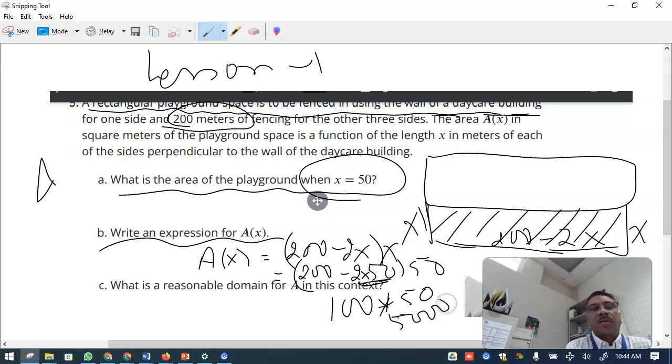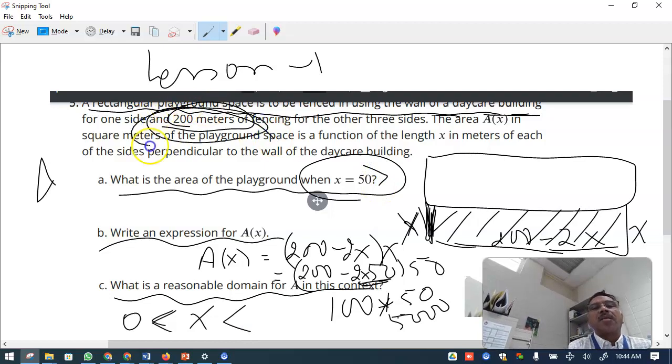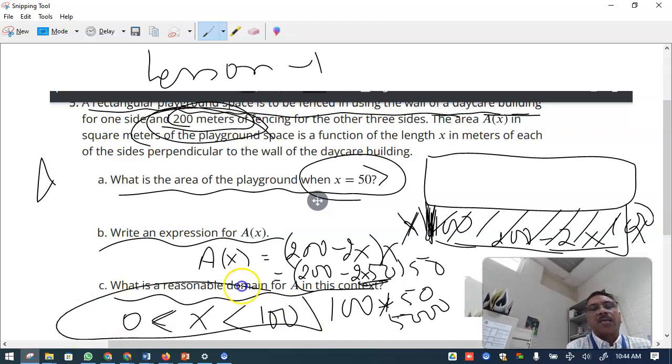See? What is the reasonable domain? Now remember, the domain means your x, the fence that you're putting, has to be greater than 0, and also, if the total is 200, I can't put 100 here and 100 there, right? You won't get a rectangle there. So it has to be less than 100 and you're done. So I hope this video helps you understand the polynomial, the monomial expression, how to evaluate, how to apply in real life, and all those problems.